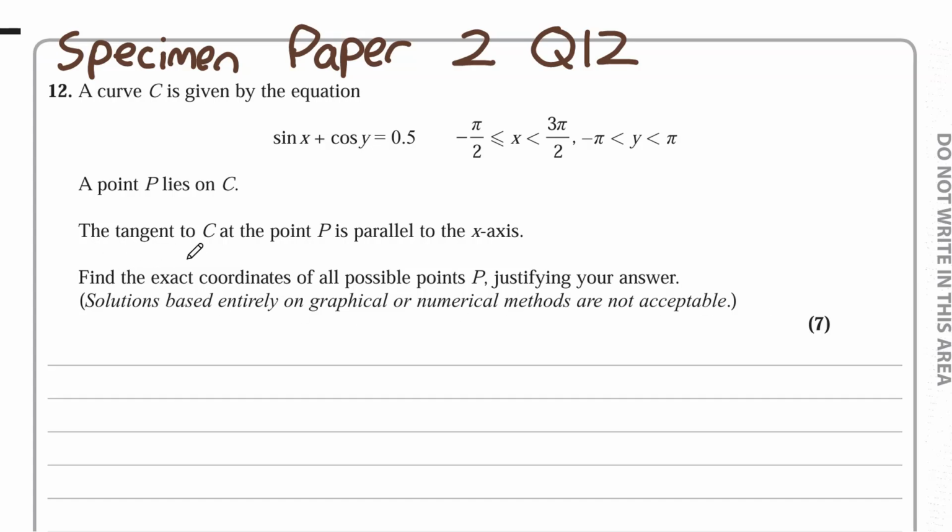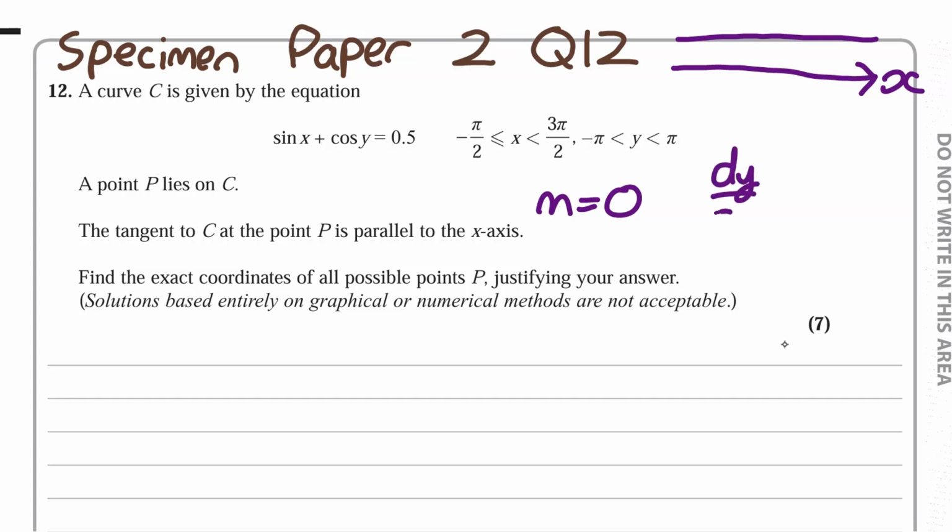Now, we're told the tangent to C at the point P is parallel to the x-axis. If we have the x-axis and a line that is parallel to it, this means the gradient of this line is 0. So the gradient of the tangent is going to be 0. And remember a property of tangents: the gradient of a tangent at a particular point P is also the gradient of the curve at this point P. So in other words, dy over dx, which is the gradient of the curve, is going to be equal to 0 at this point P.